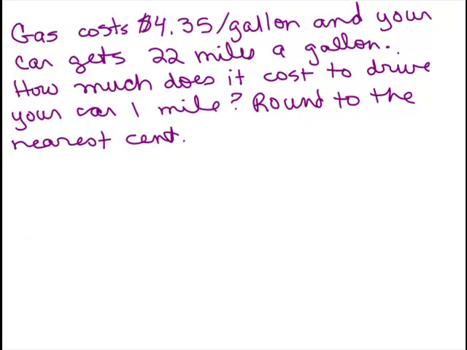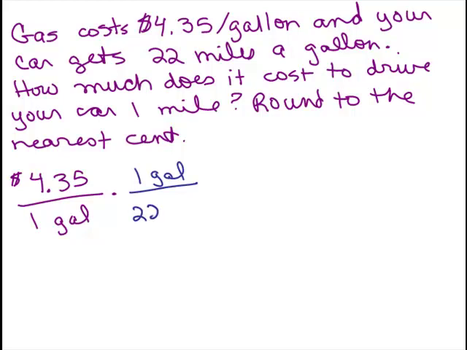Okay, so what we know is that gas costs $4.35 a gallon, so we could start with that. $4.35 is what it costs for 1 gallon. And your car gets 22 miles to 1 gallon. So for 1 gallon, you get to go 22 miles. So this is telling you you pay $4.35 to go 22 miles. So the question is, how much does it cost to go 1 mile?